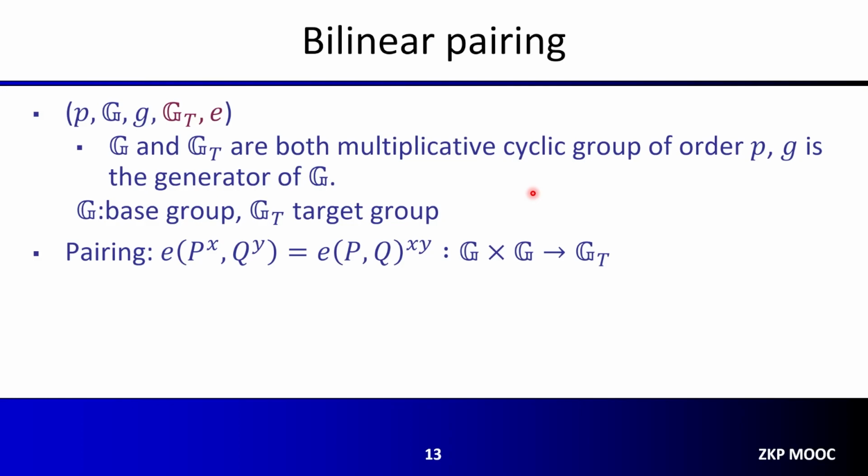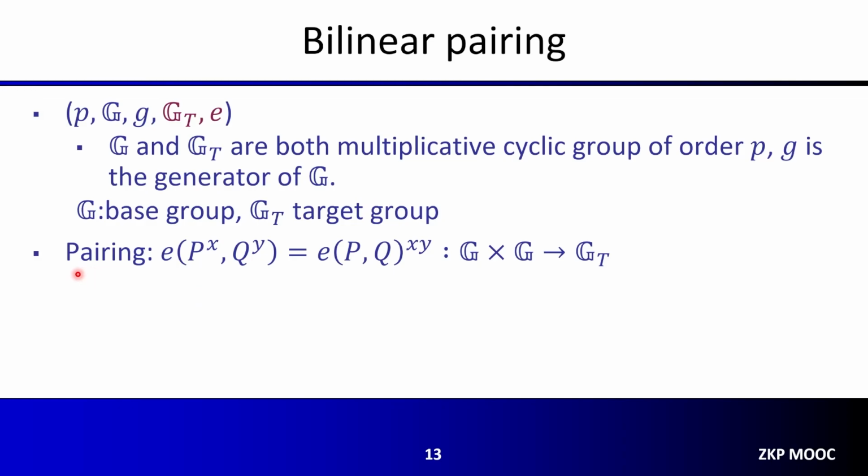With these definitions, I'm ready to present the important building block we are going to use, called bilinear pairing. In a bilinear pairing, in addition to the group G and the generator g, we also have a target group called GT and an operation called pairing. We use e to denote it. The base group G and target group GT are both multiplicative groups of order p, and g is the generator of this base group G.